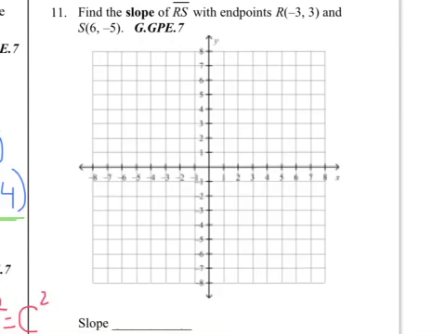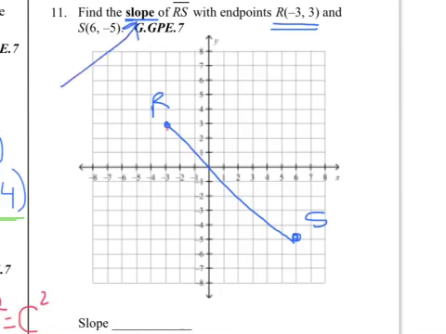In question number 11, they want us to find the slope of RS. And this one I'm going to graph real quickly. -3, 3 is right here. That's where R is. And 6, -5 is here. That's where S is. And now you have to be careful because there are a lot of different things we could be asked for. We could be asked for the length, and then we would do the Pythagorean theorem. We could be asked for the midpoint, but they're asking for the slope.